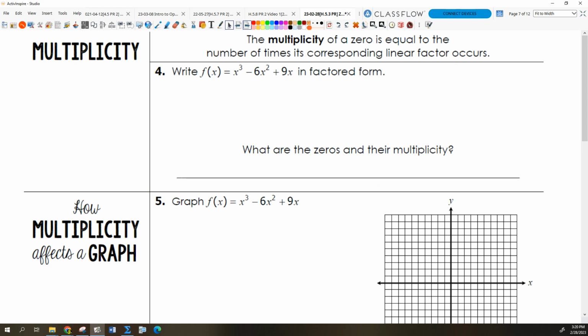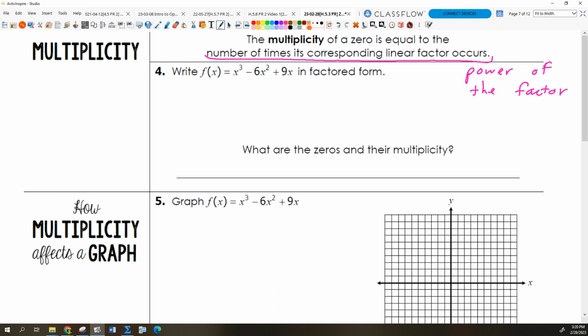Okay, so now we're going to talk about multiplicity. And this is probably where we'll end up today. So the multiplicity of a zero is equal to the number of times its corresponding factor occurs. In other words, it's equal to the power of the factor. So let's say we want to find the zeros of f of x, right?